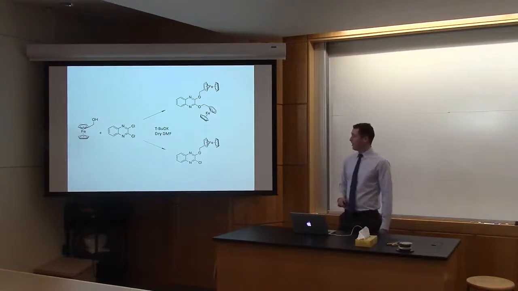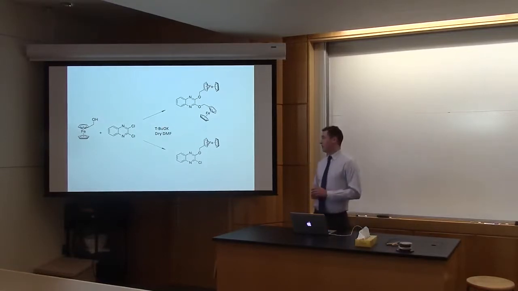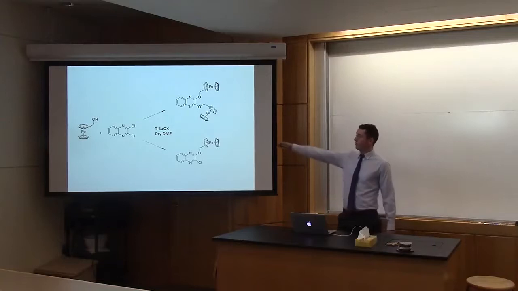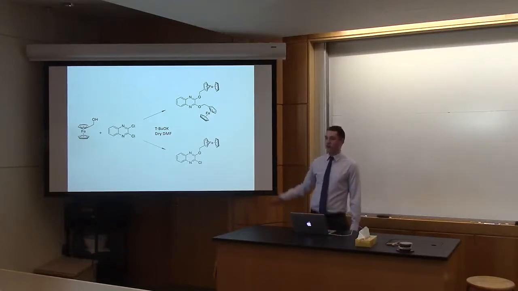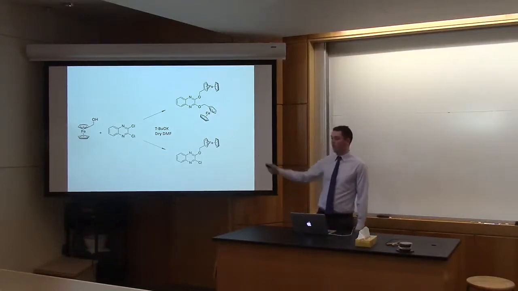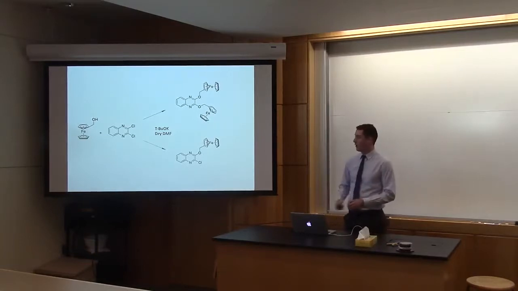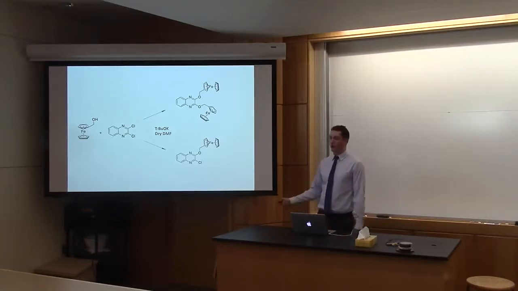So, with the next one, we actually had to use a strong base, which is tert-butoxide. We had to do that so we could deprotonate the oxygen over here so that it could actually attack where it needed to. Otherwise, it wasn't going to do anything. And then again, we got the mono and the di addition.